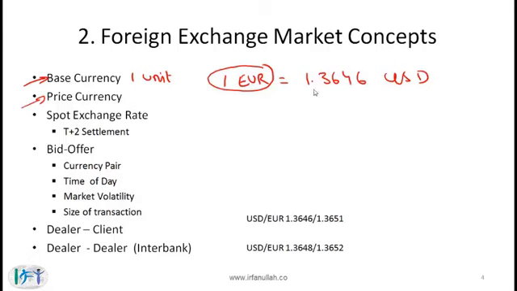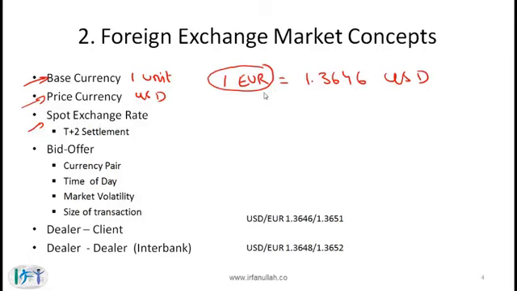So essentially what we are saying is the price of 1 euro is 1.3646 US dollars. So here US dollar is the price currency. The spot exchange rate is the exchange rate that is in effect now, and this will be contrasted with forward exchange rates, which we will talk about later.